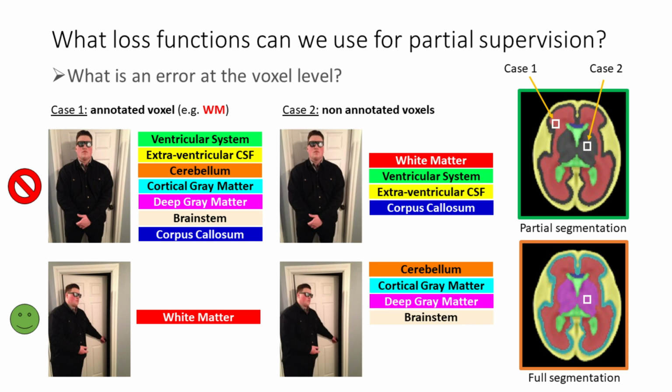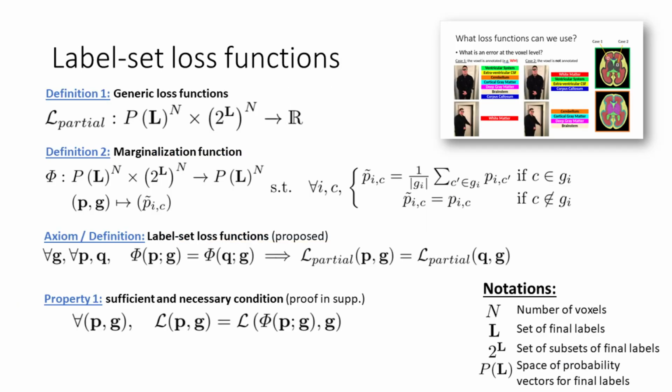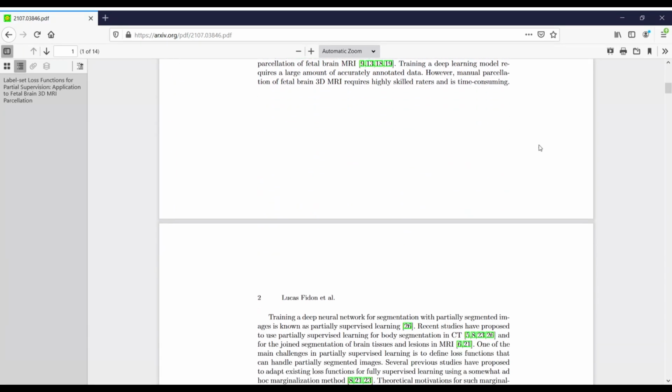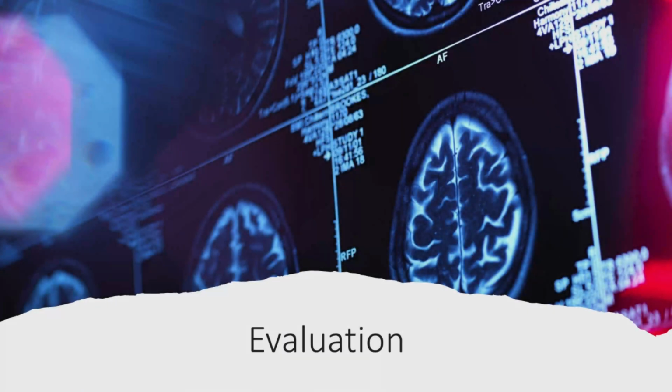In this case, the true tissue type is unknown, and we argue that any tissue type that was not annotated in the image should be accepted. So this is the essence of the axiom that we propose in this paper. We call label set loss functions the loss function that complies with our axiom. For more information about our theoretical contributions, we invite you to check our paper.